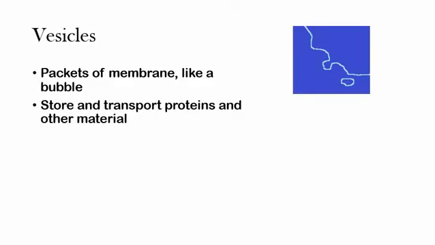So the first thing we're going to look at is vesicles. Vesicles are basically just a bubble, a packet of membrane, and it stores proteins and other materials. The reason vesicles are important is because, for example, if a material is in one location and needs to go to another location, the vesicle allows it to go there without the materials just dispersing throughout the cell.